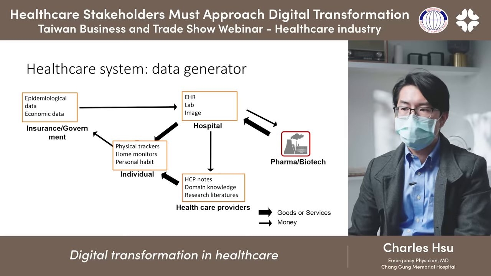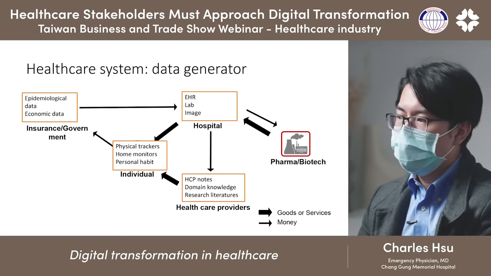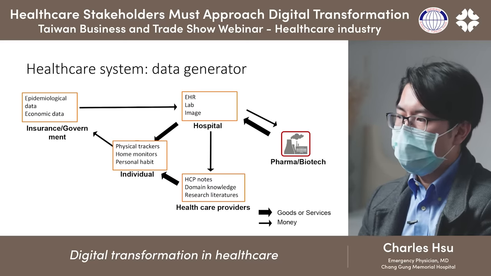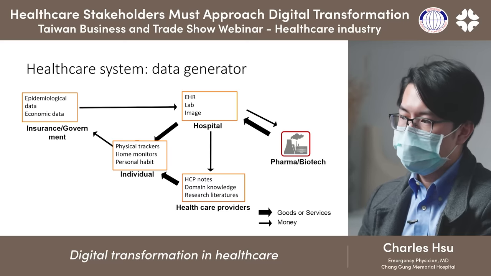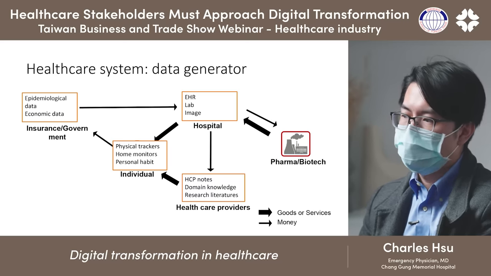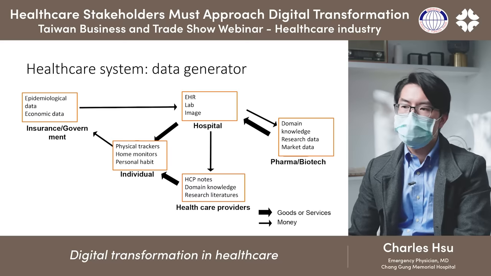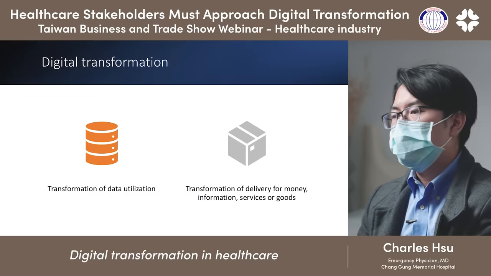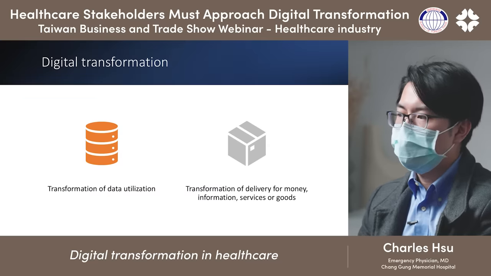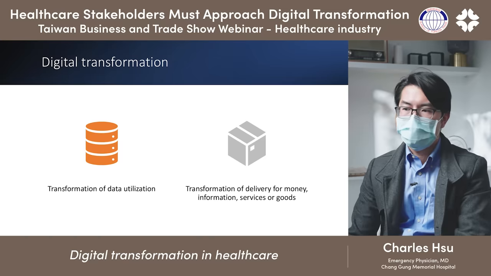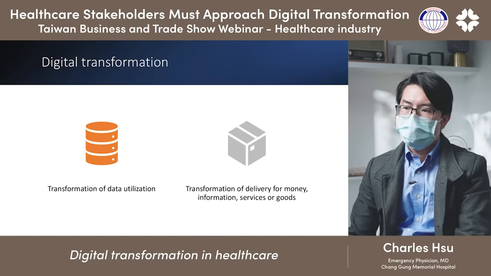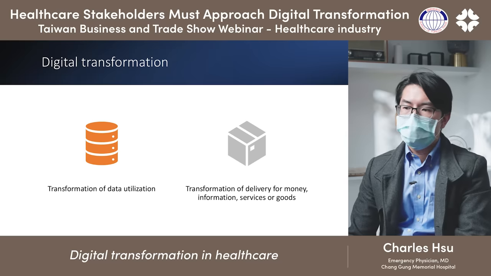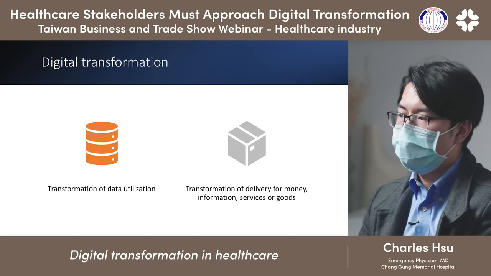Hospitals store electronic health records, such as laboratory examination results, or images such as X-ray and MRI. Healthcare providers digitally record what they did and how they treated the patient. Pharmaceutical and biotech companies have many research data and market data. So I think digital transformation is essentially about how to get better data utilization and optimize things such as payment flow, medication delivery, etc. Through those transformations, we could fulfill stakeholders' desires.